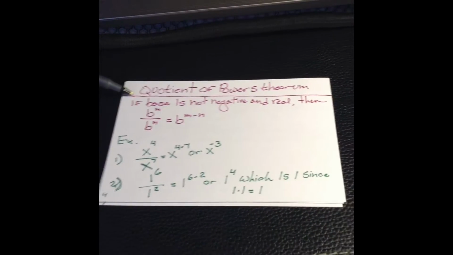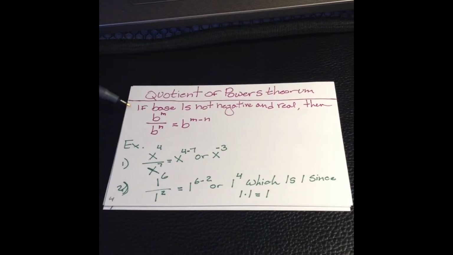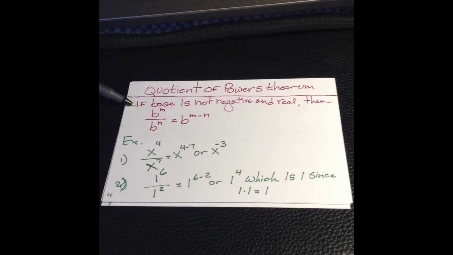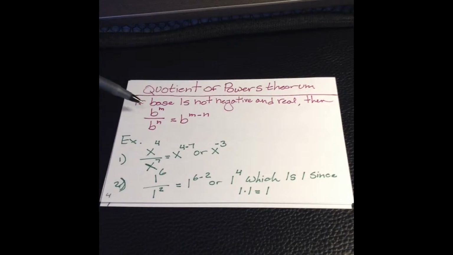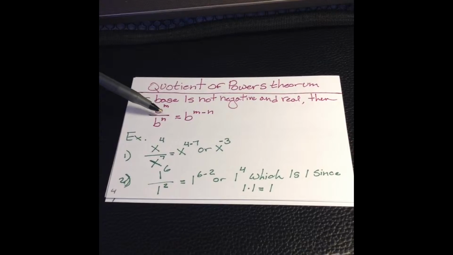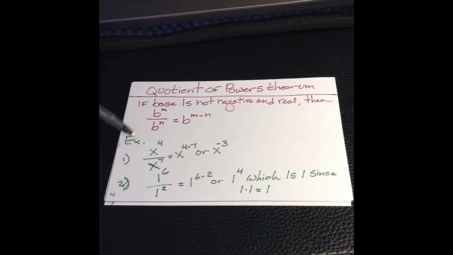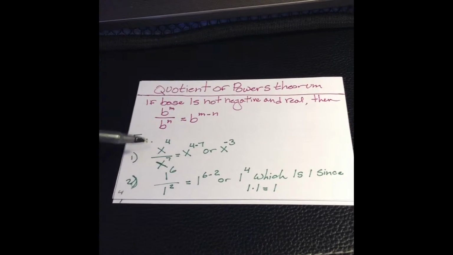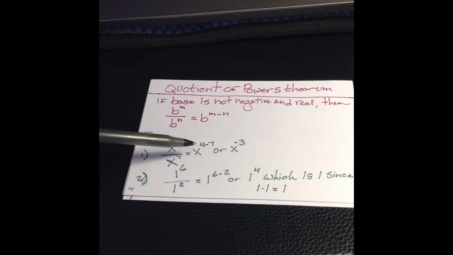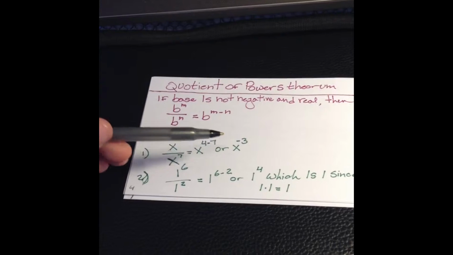Next is the quotient of powers theorem, which states that if a base is non-negative and real, then b to the m power divided by b to the n power equals b to the m minus n power. An example, x to the 4th divided by x to the 7th equals x to the 4 minus 7th, or x to the negative 3.